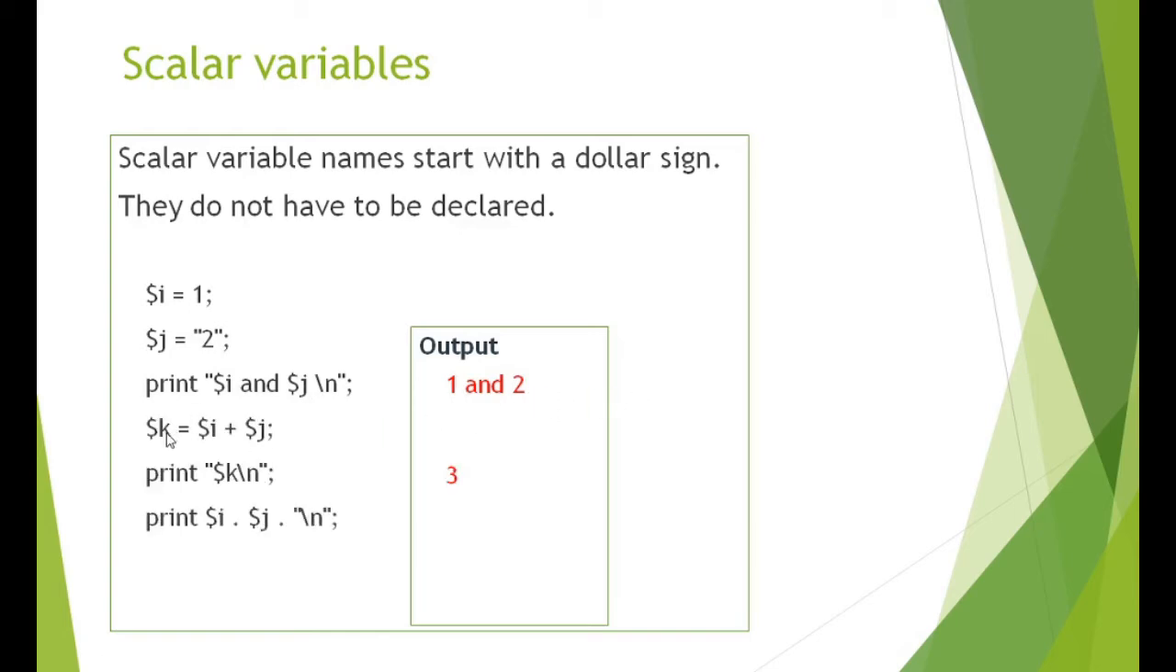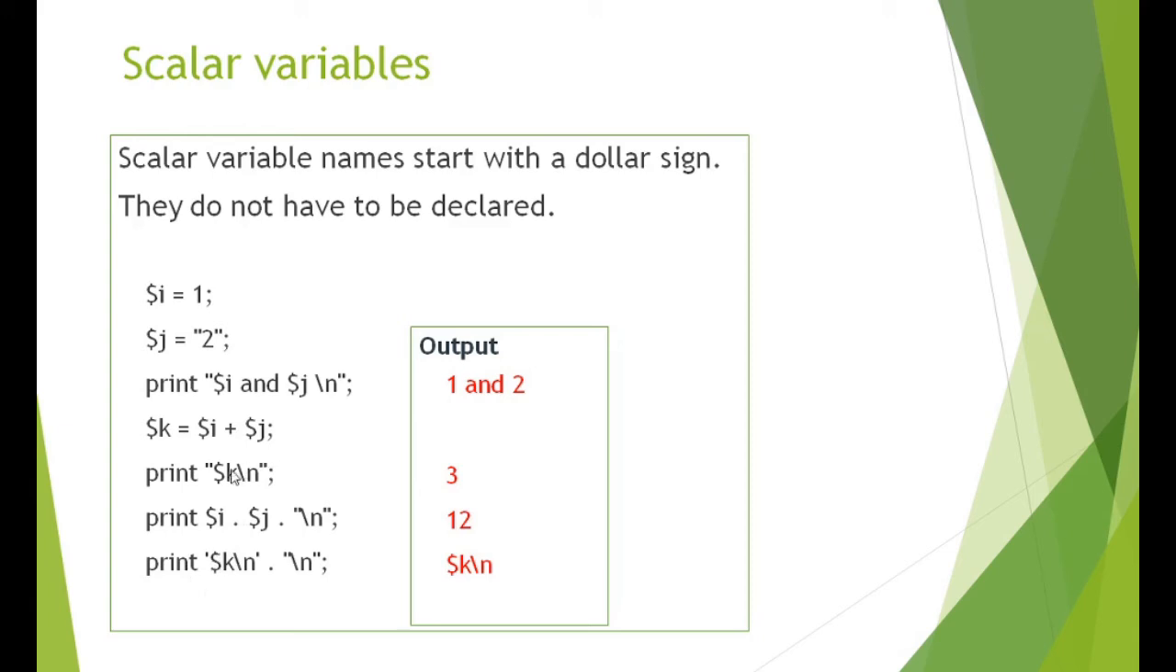Here you can see that $k is equal to $i plus $j. Even though it is a string, as we have seen already, it will be taken as 1 plus 2, 3. So $k, 3 value will be printed. Now I'm just concatenating. So $i, even though it is numerical, here it will be considered as a string. So it will be concatenated. You have got 1.2, that is 12.